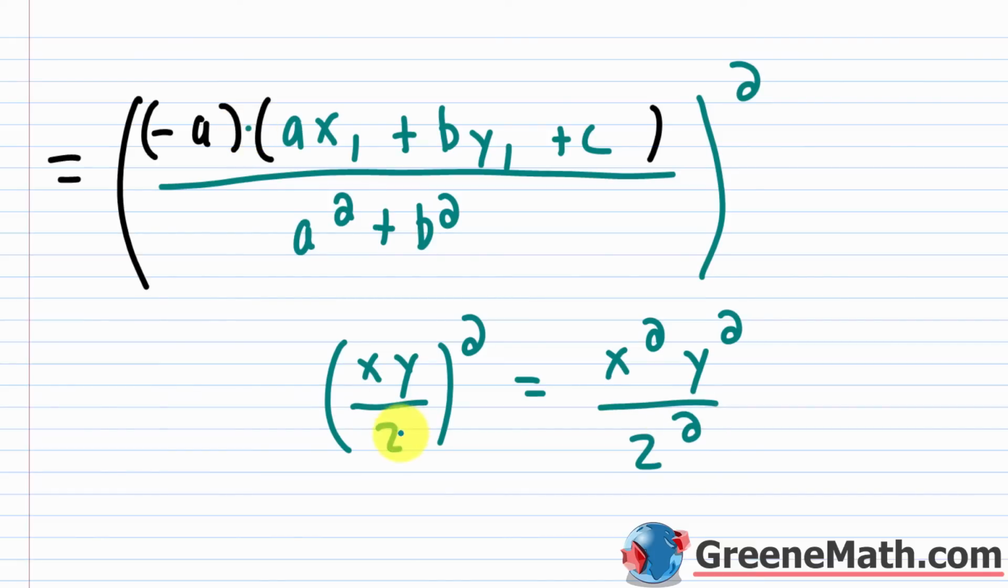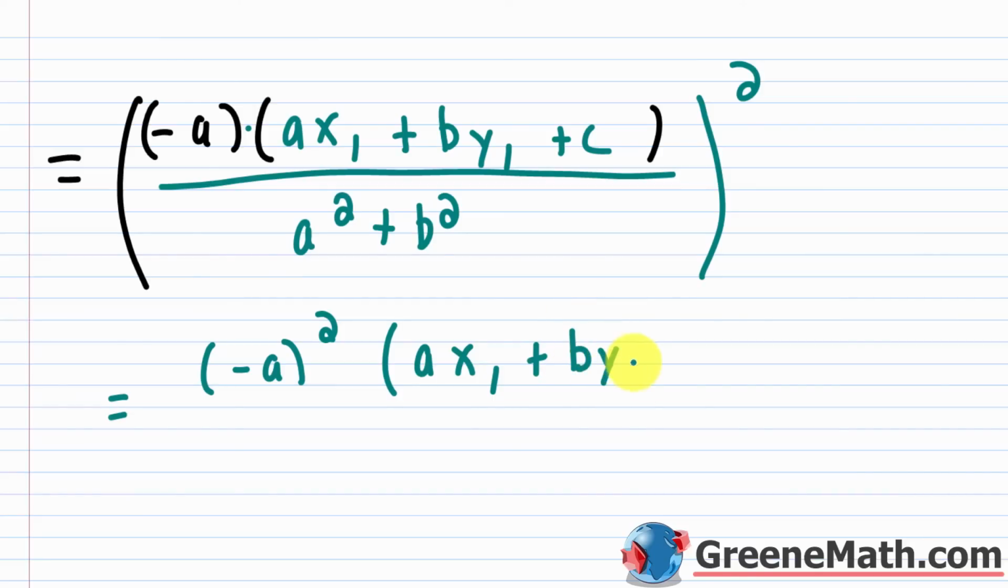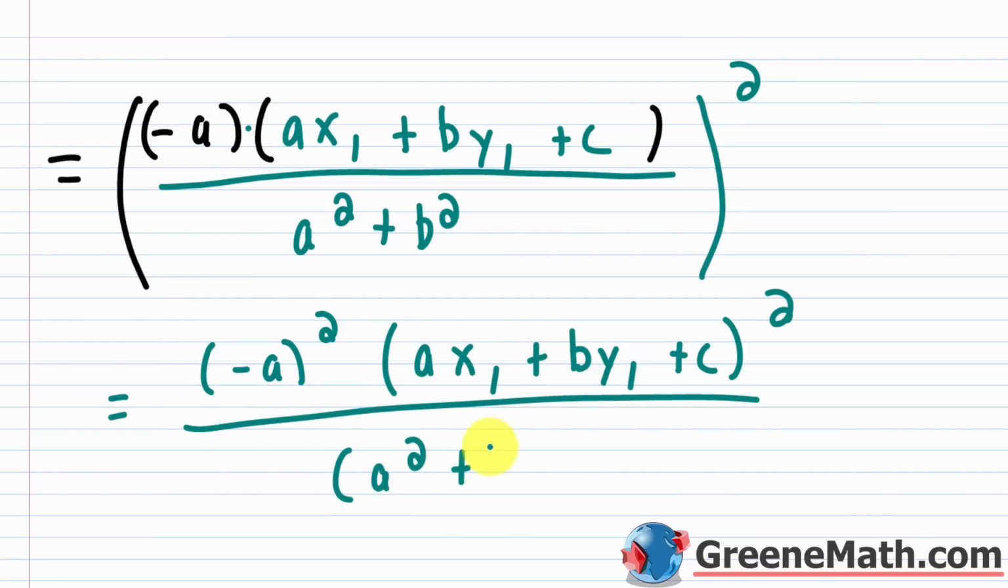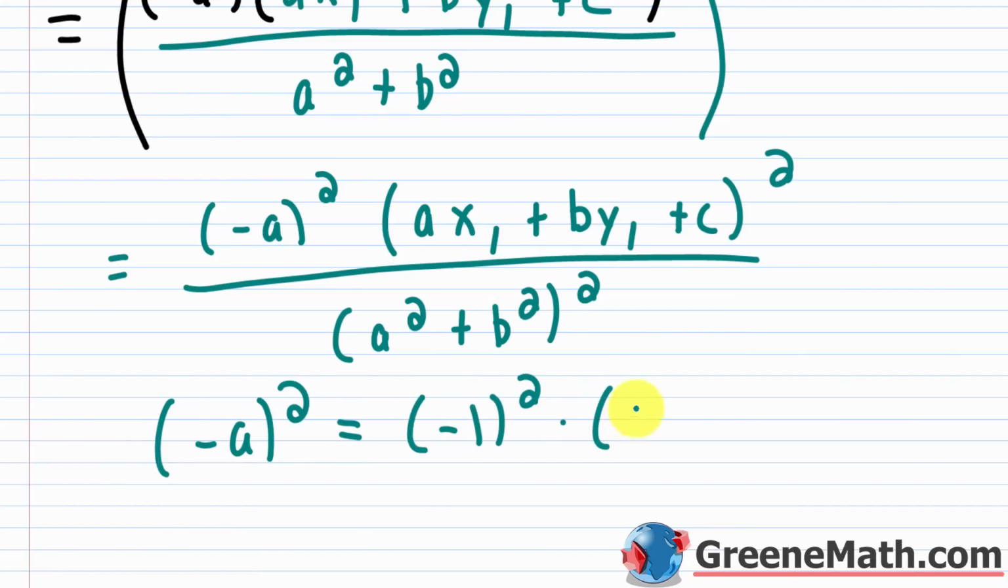Remember, this is multiplication. So basically, what I can do is say legally that this is equal to negative a being squared, and then times this a x sub 1 plus b y sub 1 plus c being squared over this a squared plus b squared being squared. Okay? Now, this right here, realize that if it's the negative of a, this is wrapped and this is squared. This is the same thing as a squared, right? So basically you could say, let me do this off to the side so nobody's lost. You could say negative a squared is equal to negative 1 squared times a squared, which just equals a squared.